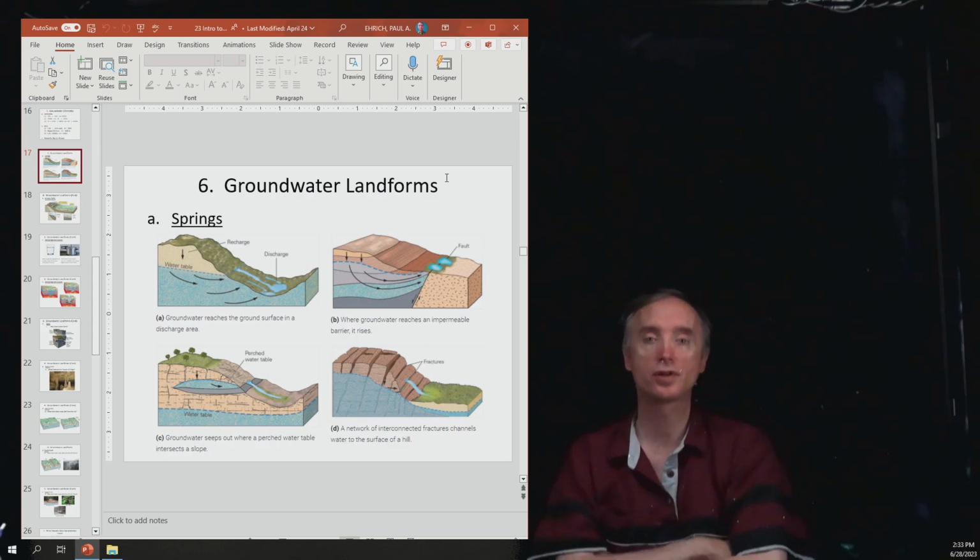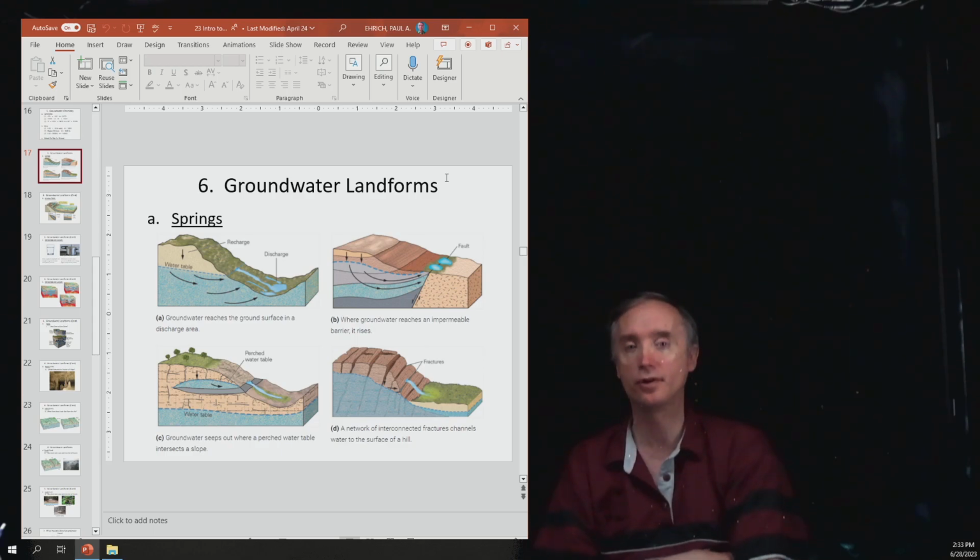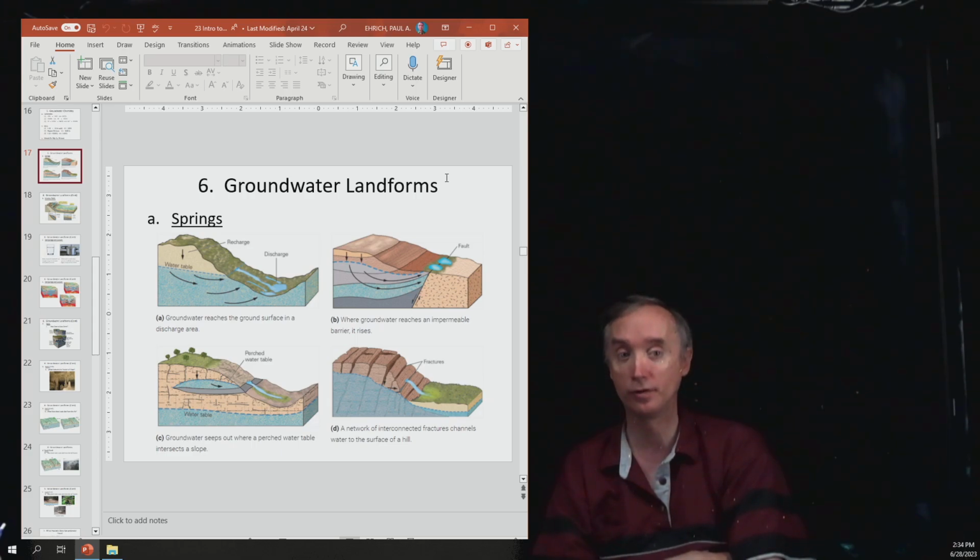Okay, now we want to talk about the landforms that are created by groundwater. So far we've mentioned landforms that are created by mass wasting. We've talked about landforms created by rivers and coastal processes, and now we want to talk about the landforms that are created by groundwater. So first is going to be a spring.